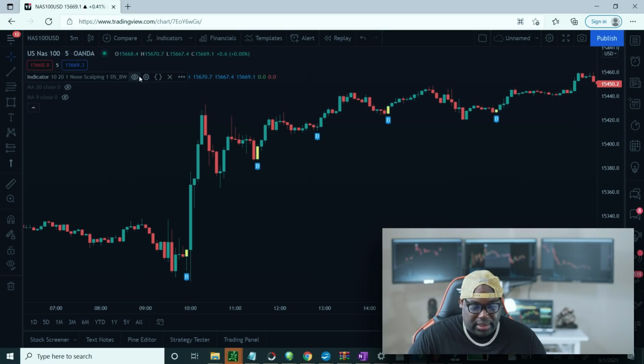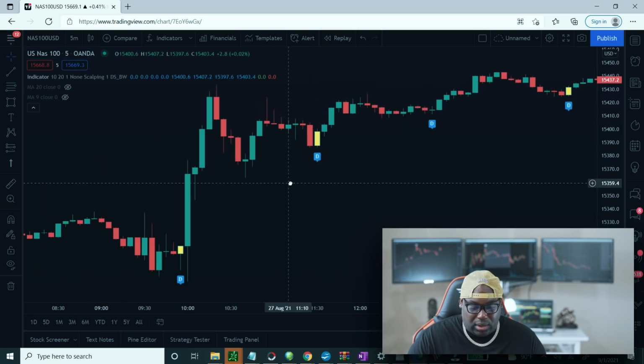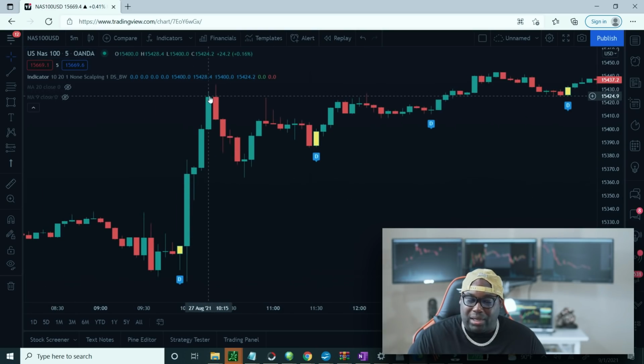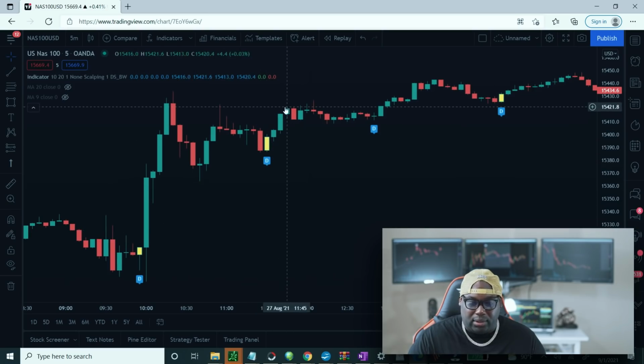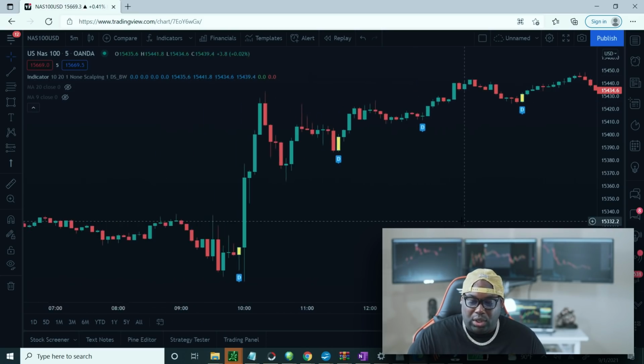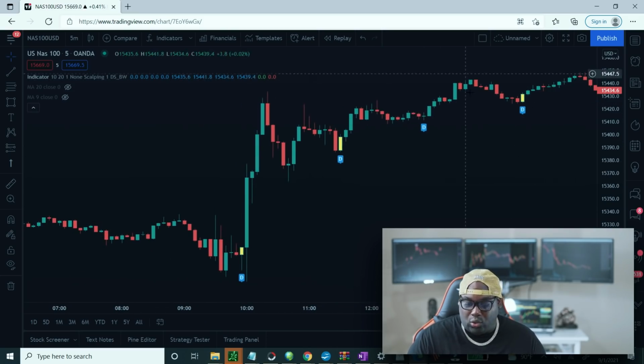So right here, guys, we have demand, okay? Notice how the market shot up right here. A lot of buying going on, okay? Now, notice how we have a lot of buying going on right here. We have at least 4 different candles. And then the market pulled back, gave us some good buying right here. So we have a lot of buying going on right here.